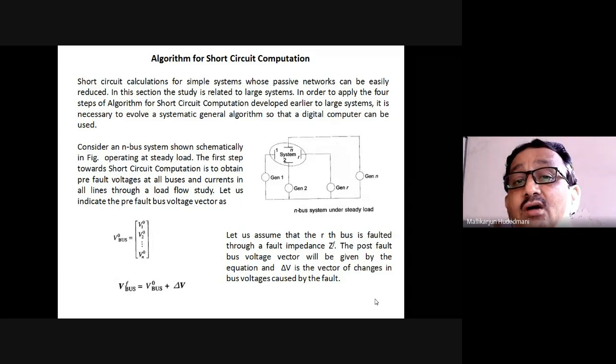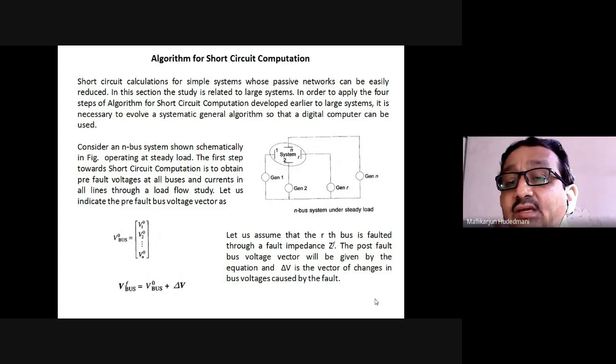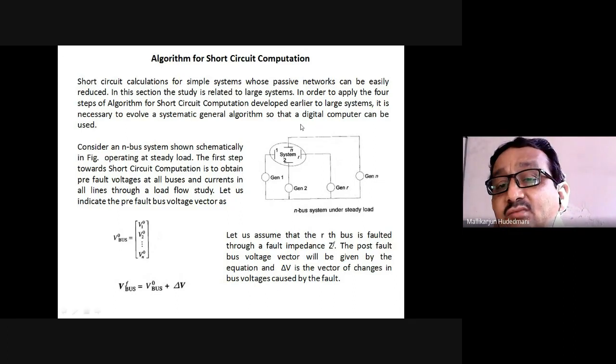That is called the algorithm for short circuit computation, as the basic heading. For this, let us take an n-bus system. Here, this n-bus power system is drawn with an oval shape. There are so many buses where we have generators and other interconnections. So, n buses and the pre-fault voltages.